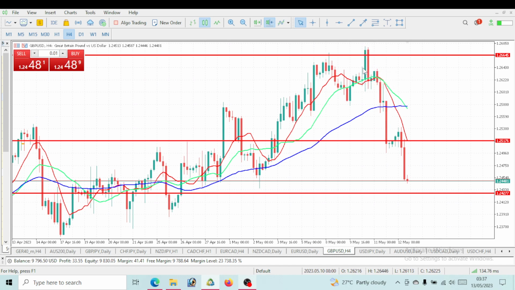And I told you the reason: even if interest rate is increased, GBP itself is going to fall. A lot of traders were going long, thinking, okay, because interest rate has increased, we will be going bullish. All of a sudden, this fall happened.